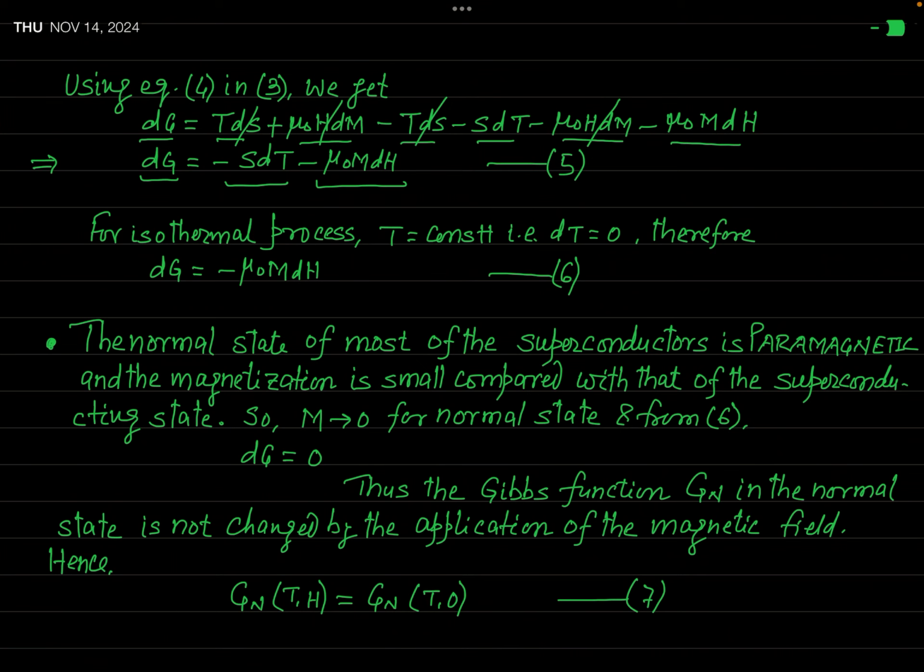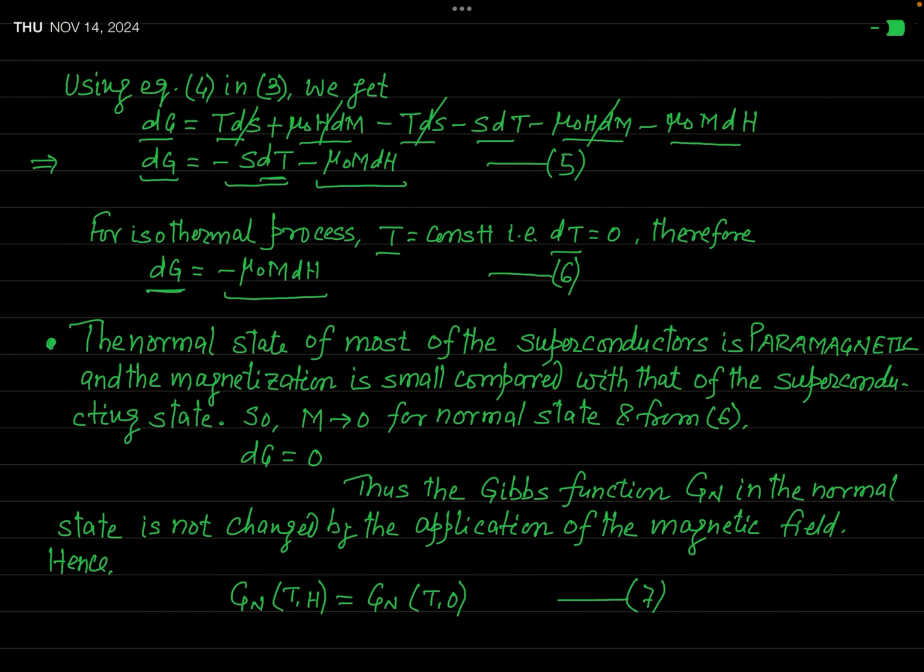But as we are considering the isothermal isobaric process, in an isothermal process temperature T remains constant, and so dT is equal to 0. So let us put dT equal to 0 in this equation 5, and then you will get that the change in Gibbs energy dG is simply equal to minus mu naught M dH. Okay. So in this way we have obtained the change in Gibbs potential.